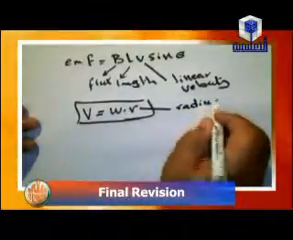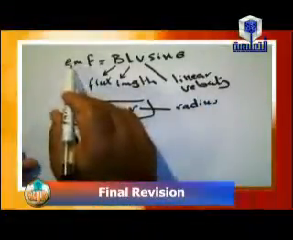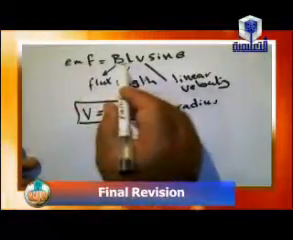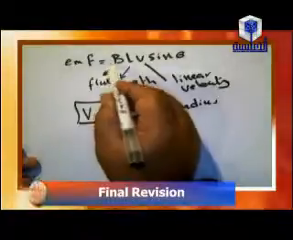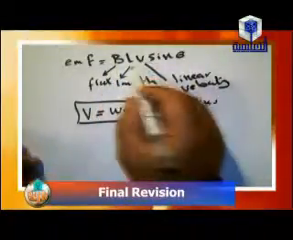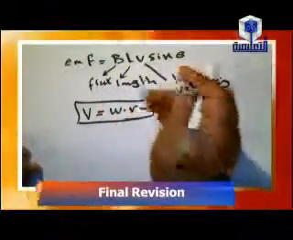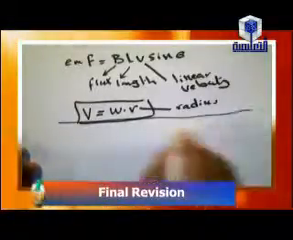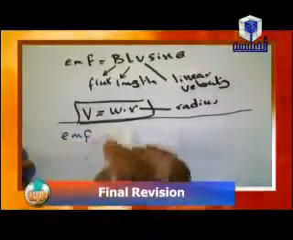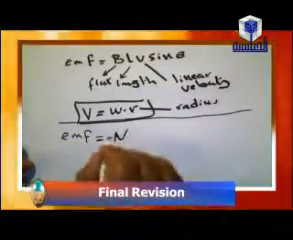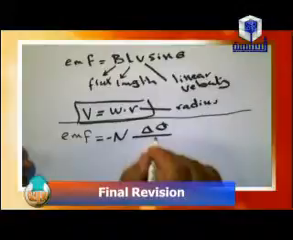So we can find the induced EMF in a wire moving perpendicular to a magnetic field of flux density B, moving with velocity V, where the length of the wire is L. And also we can find the average induced EMF. EMF average equals N delta phi over delta T.